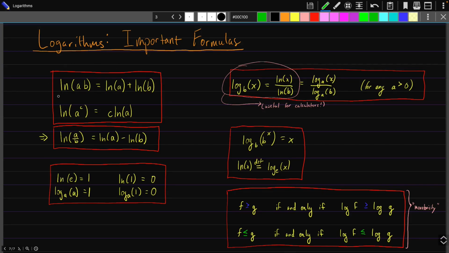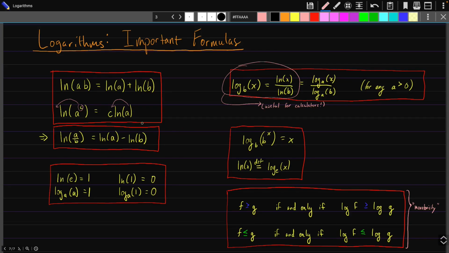This is still a useful formula today. It's just that we didn't happen to use it for any of the problems up above. But this still comes up all the time in math. The second thing is that the logarithm of a to the c is equal to c ln of a. So remember, that's the fact that for a logarithm, we can take an exponent and bring it down in front. That's probably the number one use for the logarithm right there.